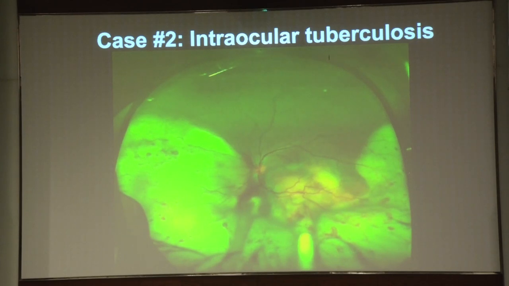Now this is a patient of intraocular TB, and looking at it clinically, you have so many things going on simultaneously. You have deep choroidal lesions involving the inferior periphery, and you also have a yellowish spot down at the bottom. This is of course not very clear on Optos, but this is an old hemorrhage.